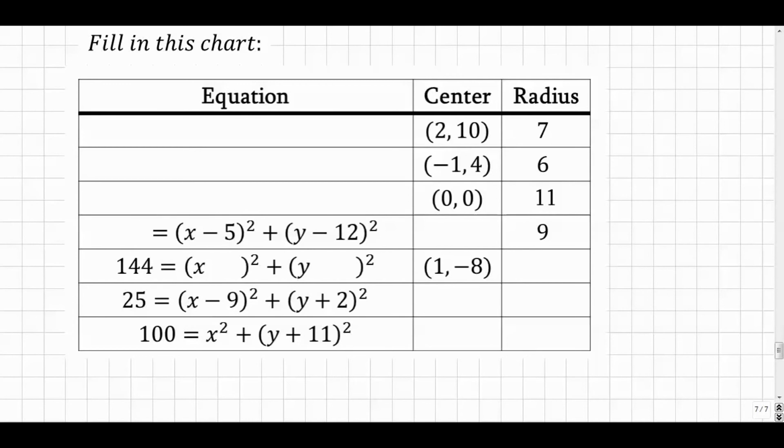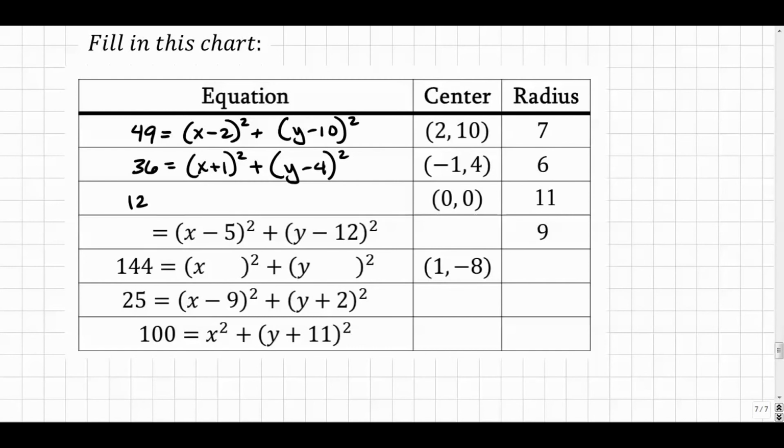So here we go. Radius squared is 49, equal to x minus 2 quantity squared plus y minus 10 quantity squared. Next up, the radius is 6, so we're going to square that. x plus 1 quantity squared, y minus 4 quantity squared. This is really good practice here. Radius is 11 squared, 121. Center is 0, 0. You can just write that like this. You don't need to put x plus or minus 0 or anything like that. Whenever you see an equation that doesn't really have any parentheses, that means your center is at the origin.